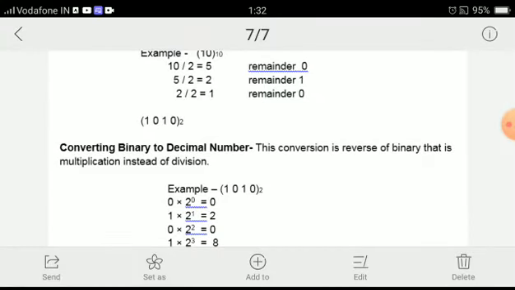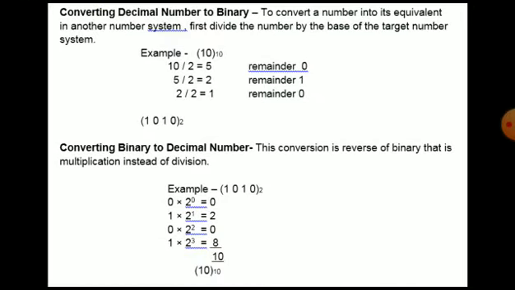Now I'll tell you how you can convert a decimal number to binary. To convert a number into its equivalent in another number system, first divide the number by the base of the target number system. Like I have taken here one number, 10. Its base is 10, which means it's a decimal number. Simply we have to divide it by 2 because we are converting it to the binary number system.